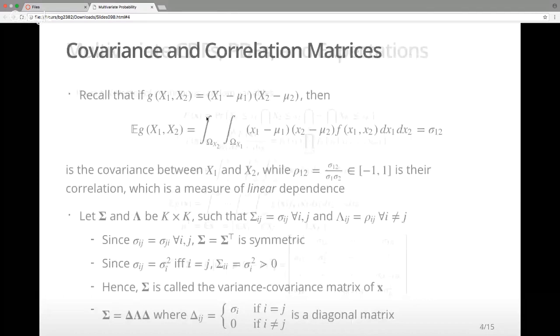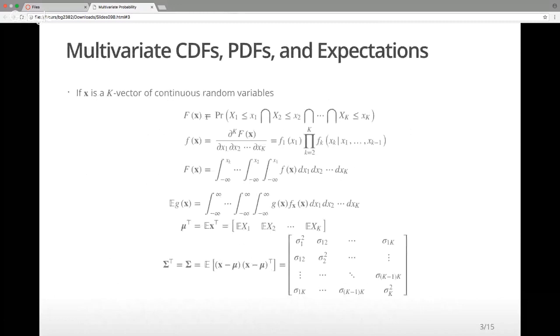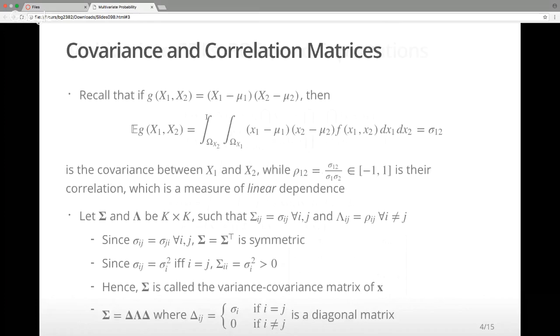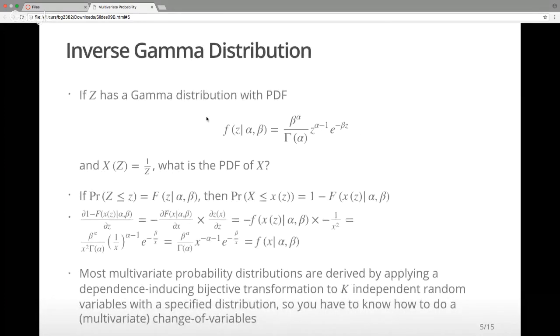Okay, the reason why we're doing that is because, like I said at the beginning, we're almost never doing analytical integration of a PDF to figure out the CDF. And so how are we going to define these multivariate distributions? One way is with this telescopic thing, but probably a more common way, which multivariate probability distributions are derived, is by applying some transformation that induces dependence between k independent random variables that have some specified distribution.